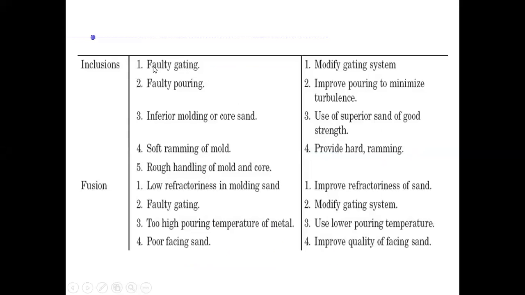reasons for inclusions: you could have a faulty gating, a faulty pouring method. The way you pour the molten metal is also important. Inferior molding or coarse sand. Coarse sand is not good. Inferior quality. Soft ramming of mold. When you're ramming it, you're not ramming it properly. So soft ramming indicates the soil is not intact. The strength is not there, and therefore inclusions are bound to happen.